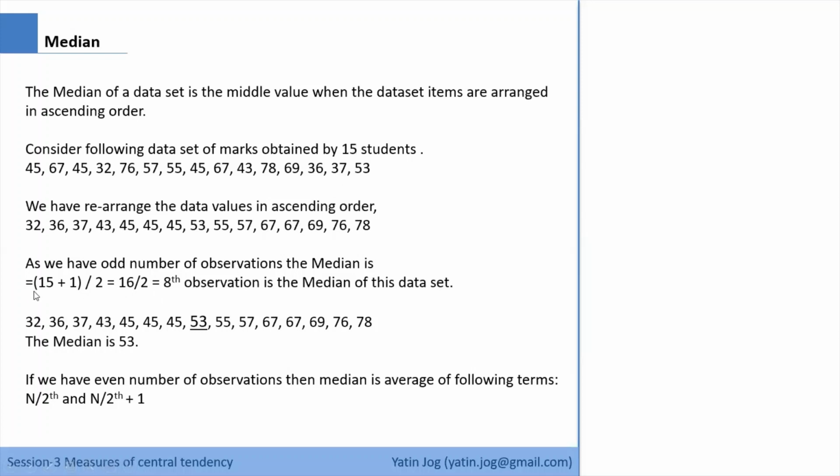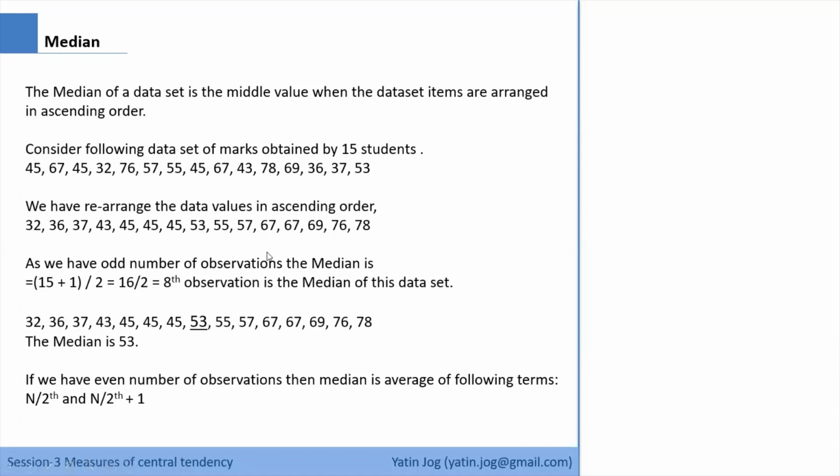For that the formula is straightforward: (n plus 1) by 2. So (15 plus 1) by 2, that is 16 by 2, that is the 8th observation. So my 8th observation is the median value of my data set. If I go to the 8th observation, 53 is present there. So 53 is my median value.